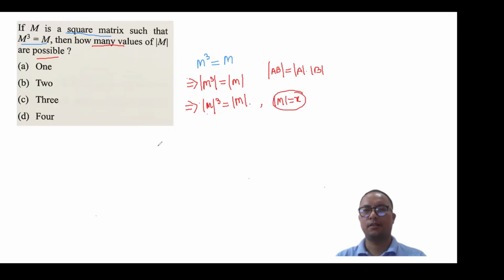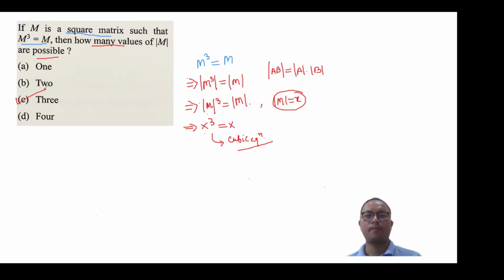Determinant of M. So what will this equation be? This will be x² minus x. This equation is what? A cubic equation. For the cubic equation, the x value will be 3. So the correct answer is the m value, how much will it be?